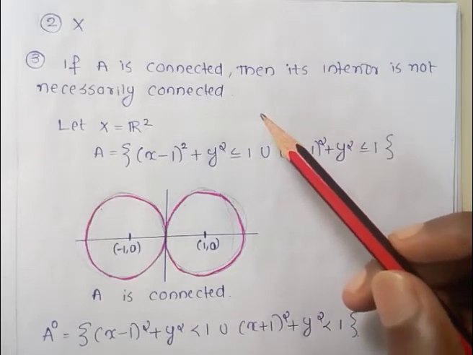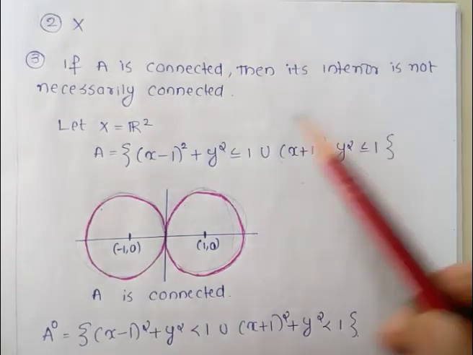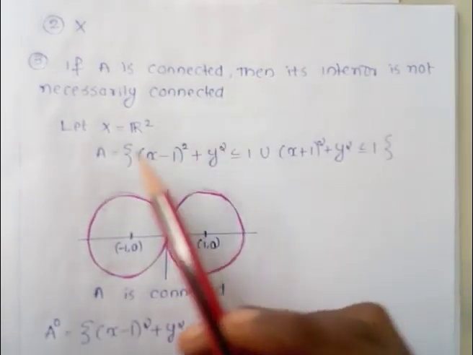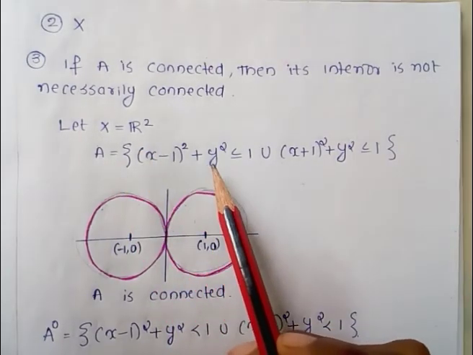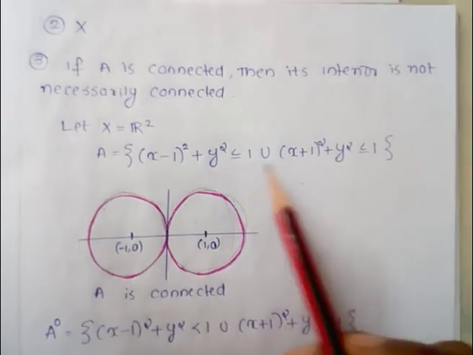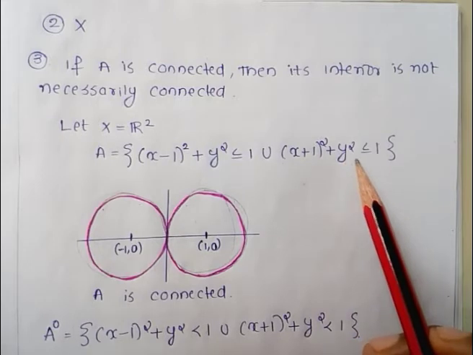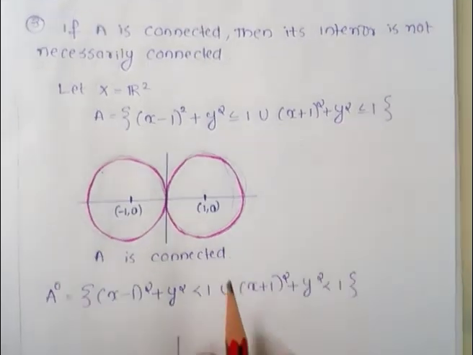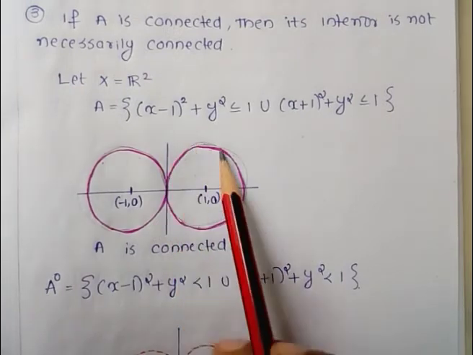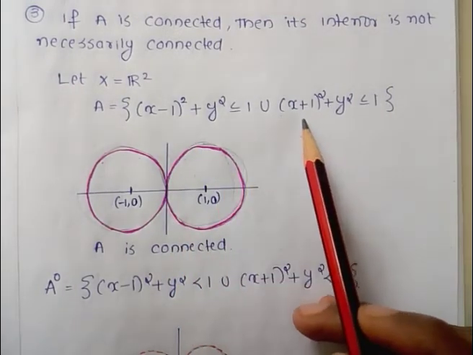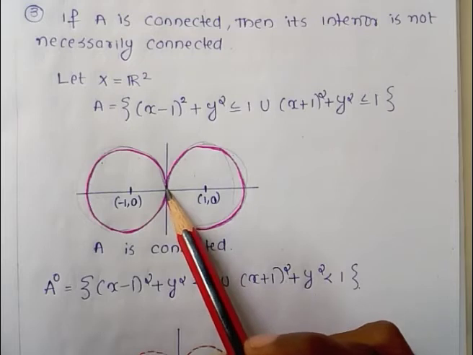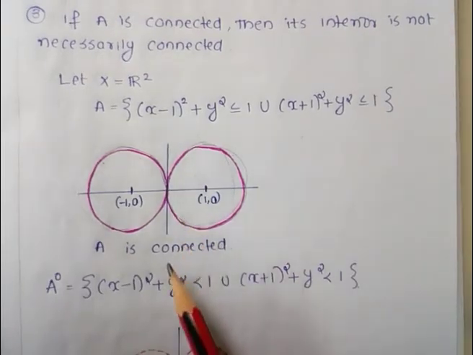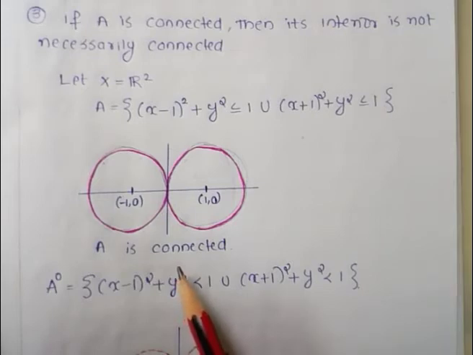Now our third option says that if A is connected, then its interior is not necessarily connected. For this we take X equal to R square as the topological space, and A equal to the set of all (x minus 1) whole square plus y square less than or equal to 1, union (x plus 1) whole square plus y square less than or equal to 1. This is a circle with center (1, 0), so the figure is like this, and this is the circle with center (-1, 0), like this. From the figure, the point (0, 0) is included in A, so we can say that A is connected. Now we want to verify whether A interior is connected or not.